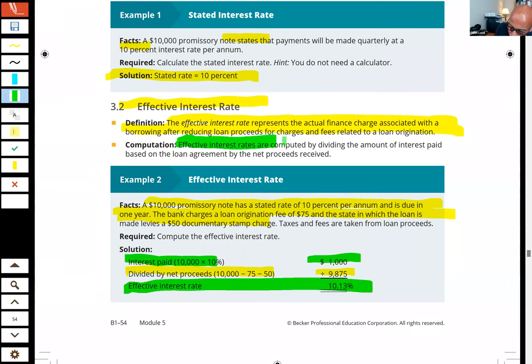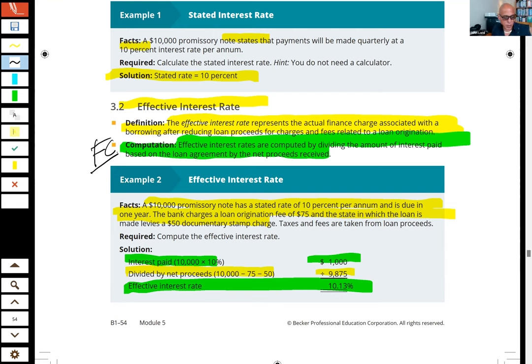And so the effective interest rates are computed by dividing the amount of interest paid based on the loan agreement by the net proceeds after considering these different fees. So why don't you go ahead and flashcard the way to compute that in case you get a question to ask you the effective rate.